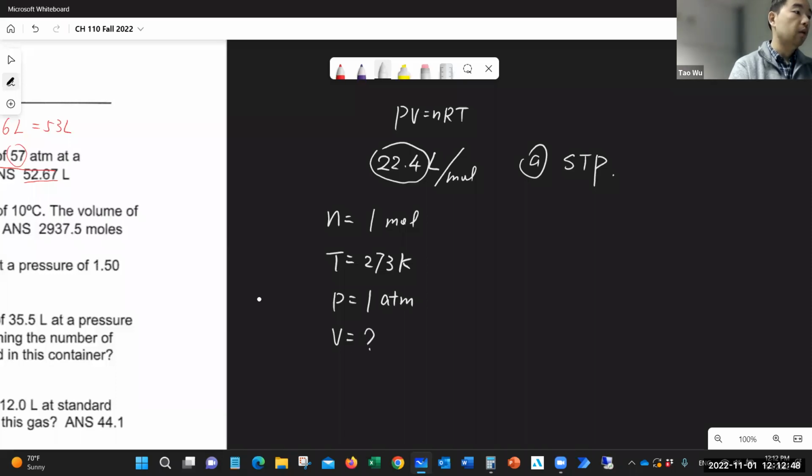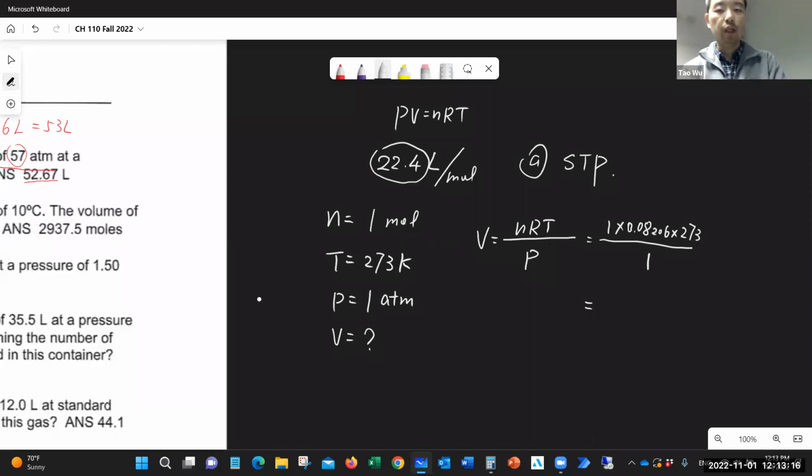So PV equals nRT, the volume will be just nRT divided by P. Now 1 mole of gas times 0.08206, times the temperature, which is 273 Kelvin, divided by the pressure. So we put everything into the calculator.